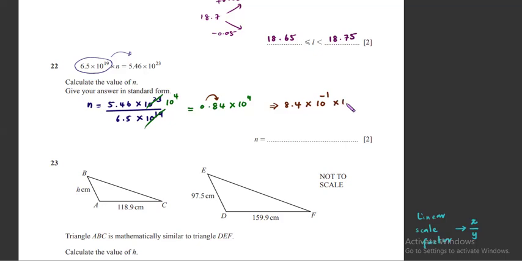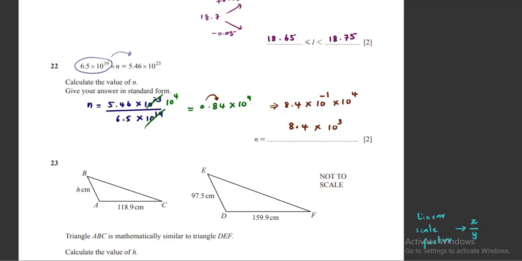But already I have 10 to the power 4 here. So this 10 to the power negative 1 and 10 to the power 4 makes it 10 to the power 3, because when multiplying terms with the same base, the indices have to be added together. Negative 1 and 4 is a 3. So this is equal to 8.4 times 10 to the power 3.